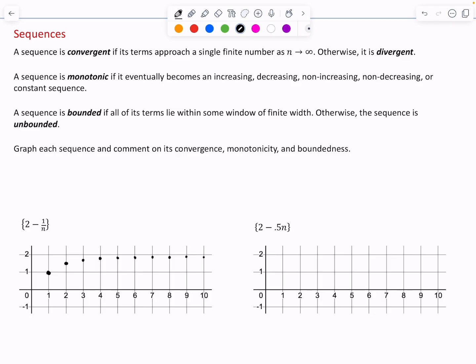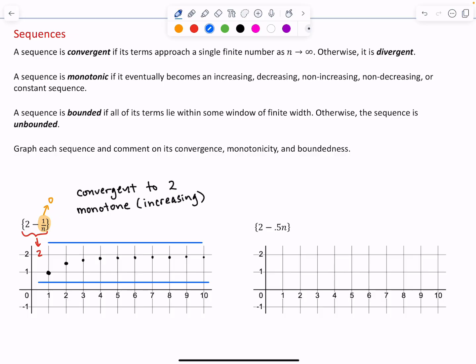Well, this sequence is convergent, and it's convergent to the value of 2, which is easy to spot because 1 over n, as n approaches infinity, shrinks to 0. So the overall sequence terms will approach 2. This sequence is also monotone because it is from the very start an increasing and forever increasing sequence. And this sequence is bounded because here is a window of finite width that contains all the terms.